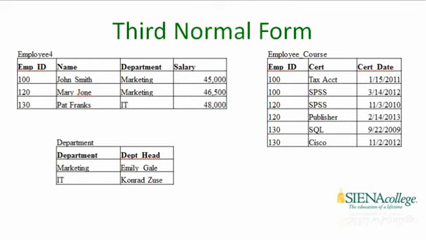And here we see that we have a new table, department, with department head and department in it. If we change an employee's department, let's say from marketing to IT, it will automatically associate the appropriate department head with the department. If the department head changes, we would change their name in this one table, the department table, and it would update all of the other records.